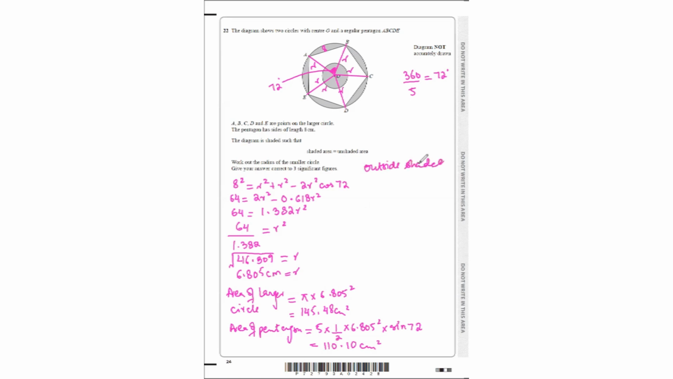So now to find the shaded area outside, I'm going to find the difference of these two. So 145.48 minus 110.10, and that is going to give me 35.38 centimeters squared. This is basically this area. This is the area that I just found. This is it. Now, they told us that the shaded area is the same as the unshaded area.